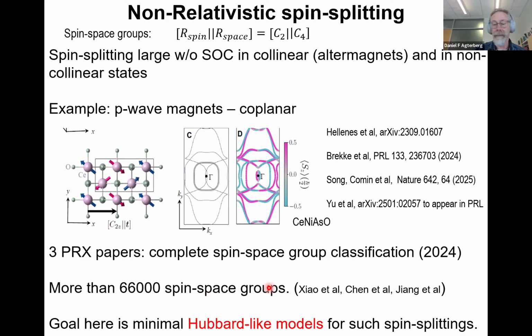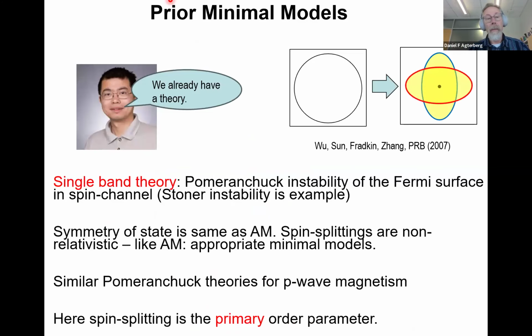Now, before we came into this, we did a search to see what kind of minimal models already exist for non-relativistic spin splittings. And in fact, it turns out back in 2007, some models had been developed. And these models are all single band theories.